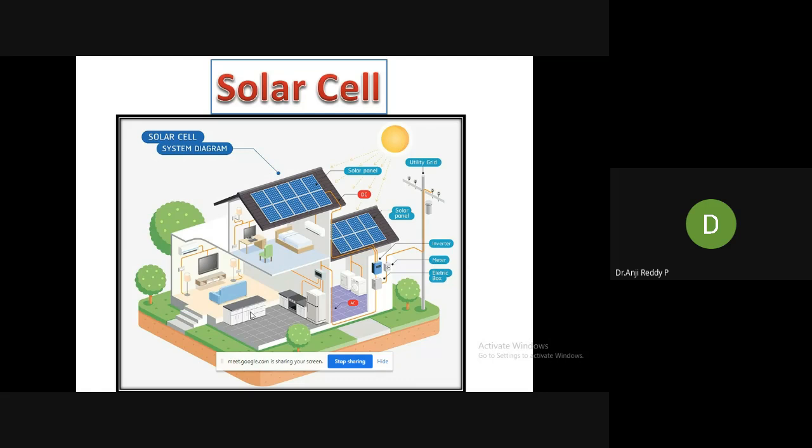So in the last class we started the solar cell and studied up to working. What is the principle involved in solar cell? Photovoltaic effect. Right, photovoltaic effect. Can anyone define what is the meaning of solar cell? Can anyone give the definition?